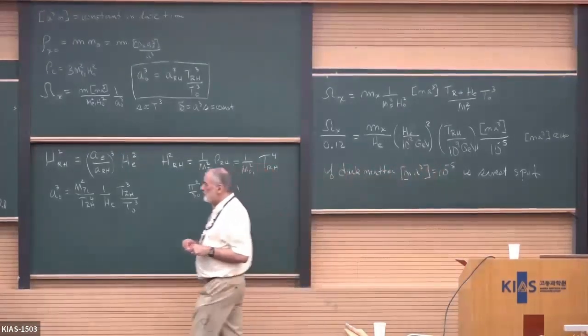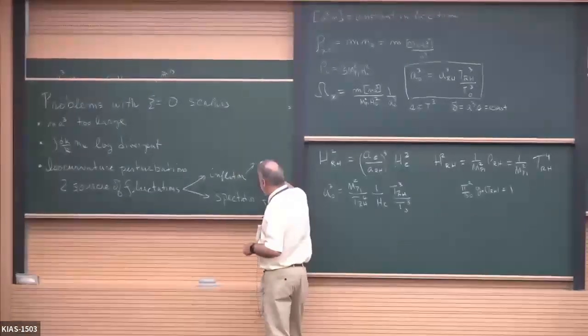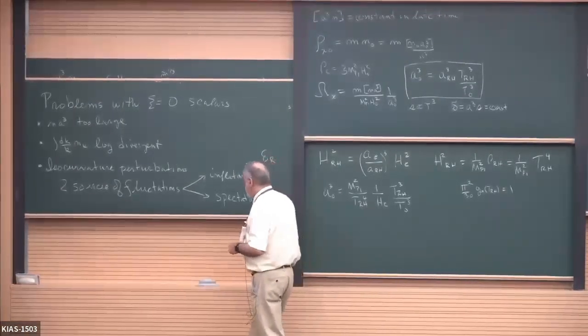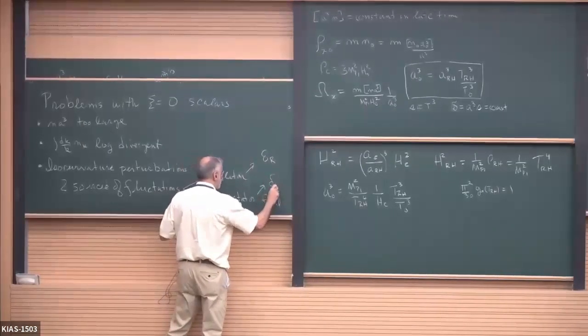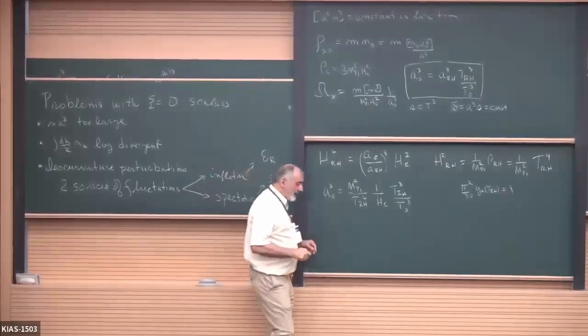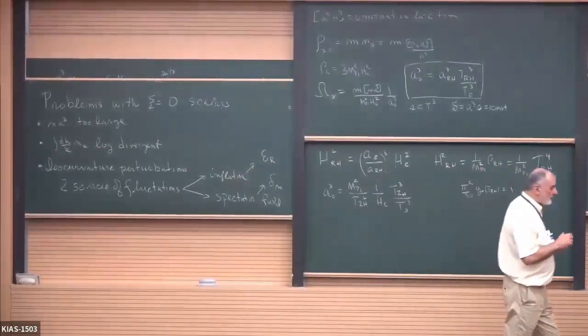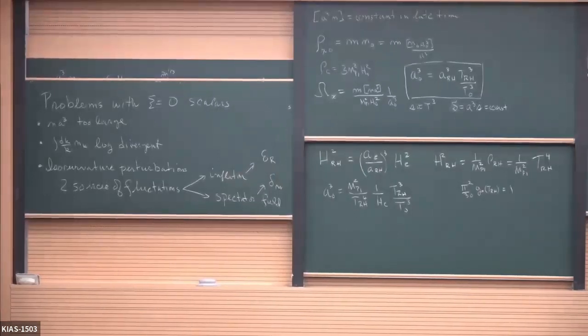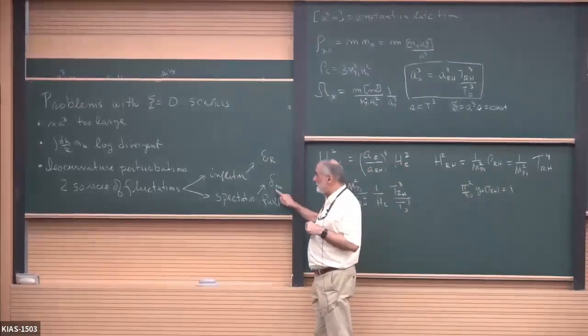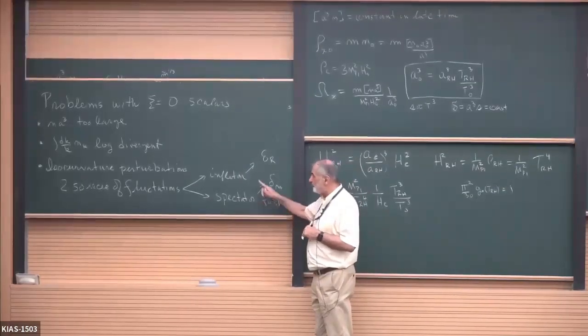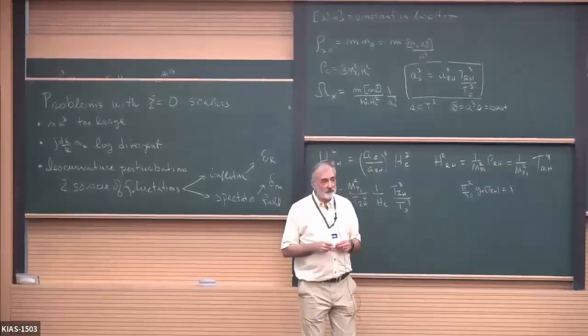So fluctuations during inflation lead to fluctuations in the radiation, and the fluctuations in the spectator field will lead to fluctuations in the matter, assuming that the spectator field is responsible for the matter density. And these will be uncorrelated, and we can place limits on the amount of fluctuations in the matter density due to some other source, like the spectator field, compared to the radiation field.